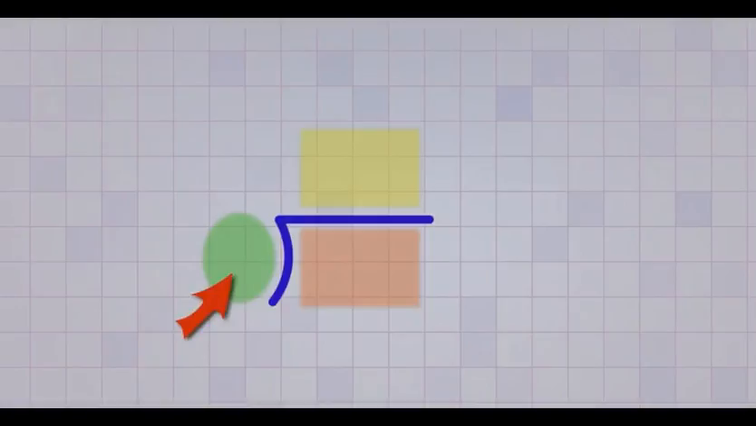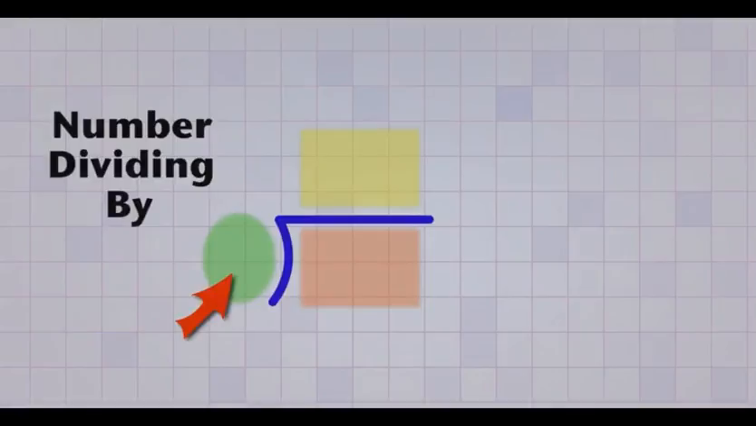The second area is out in front of the curved part of the division symbol. This is the area where we put the number we'll be dividing by. The math term for that is the divisor. In other words, this number will tell us how many groups we'll be dividing our big amount into.